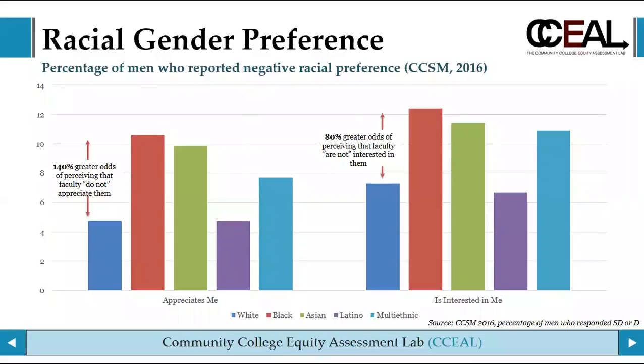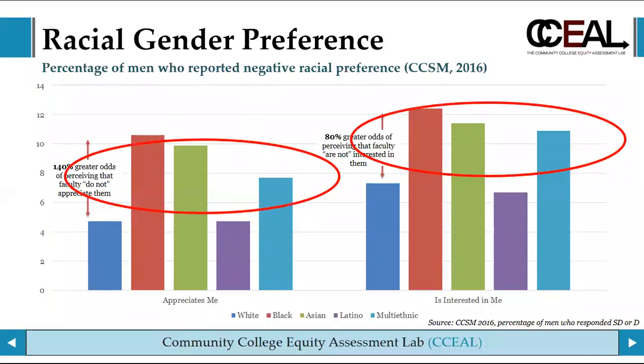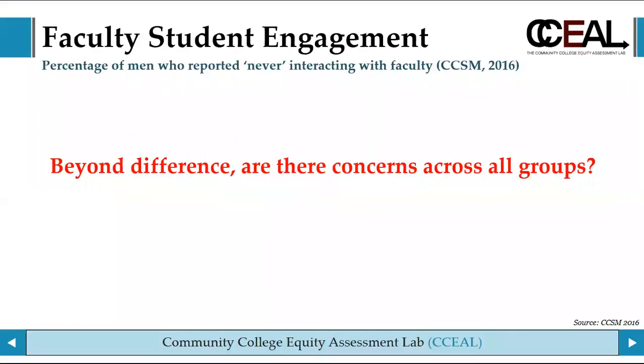And a much higher percentage of our men of color, and particularly you can see here in the data comparing Black men against white men, a much higher percentage of the Black men, for example, say that they perceive that faculty do not appreciate them and that faculty members are not interested in them. Yes, those are the two biggest disparity groups, but when we start looking deeper, we can see that for Asian men and for our multi-ethnic men, there are some additional challenges.